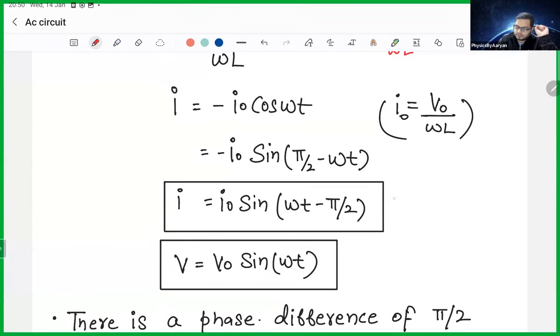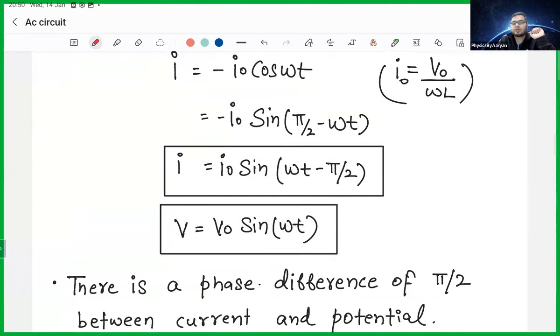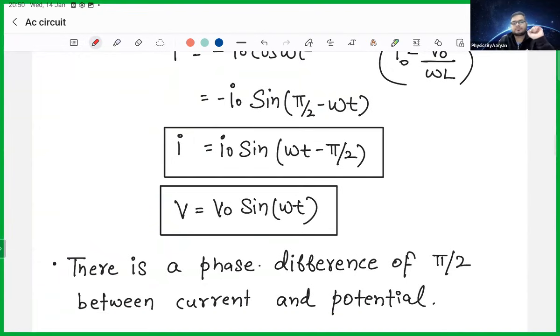Which basically means that your current is behind the voltage. Current is behind the voltage. Your current is lagging behind the voltage. So it means there is a phase difference between current and voltage, and current is lagging. Voltage is ahead. So if voltage is maximum now, current will be maximum after some time. If the voltage is minimum now, the current will be minimum after some time. Okay? And that has to happen. That has to happen. Why?